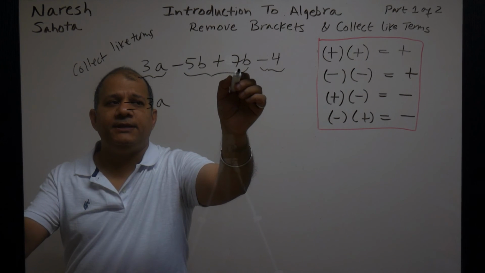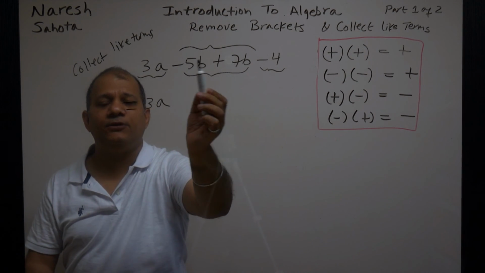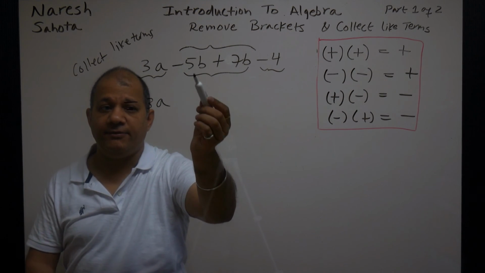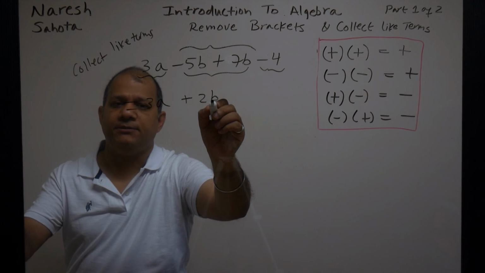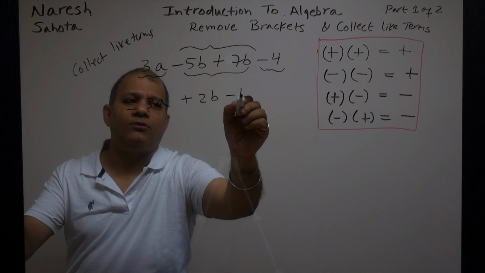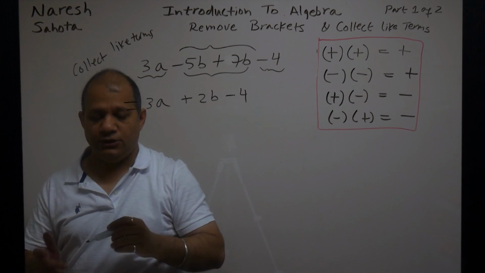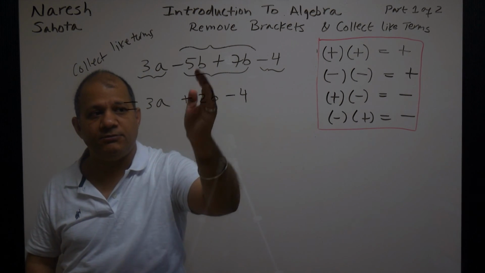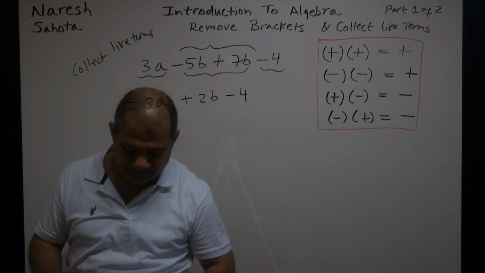Now negative 5b and 7b, these are alike. So what I can do is add the coefficients. Negative 5 plus 7, or 7 take away 5, is 2. And they're both b terms, so that's 2b. And then minus 4 will get copied because there aren't any other constants, right? So in this case we had 3 types of terms: the a terms, the b terms, and the constant, and that's what we have added.